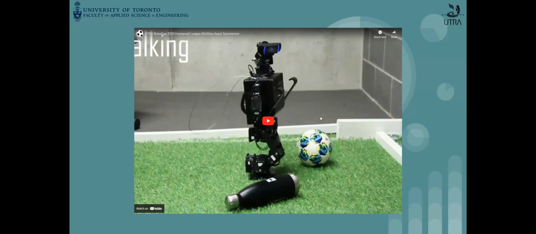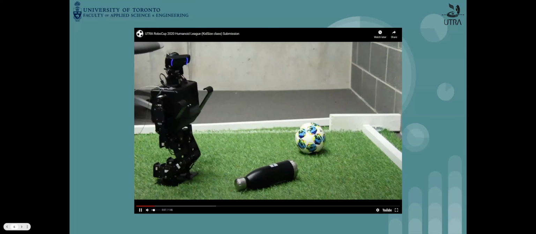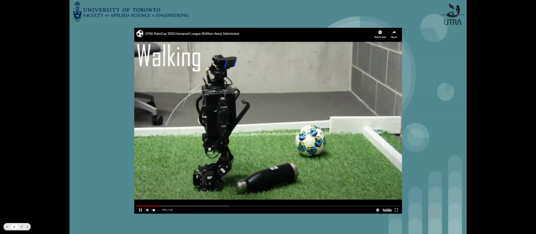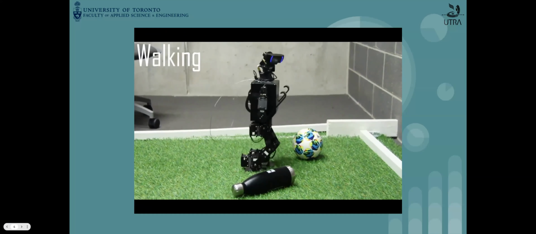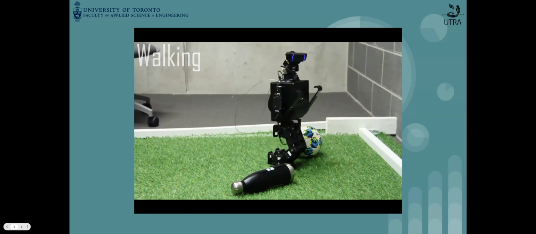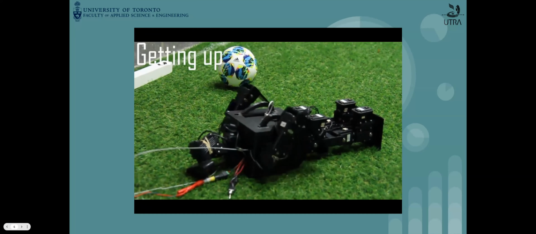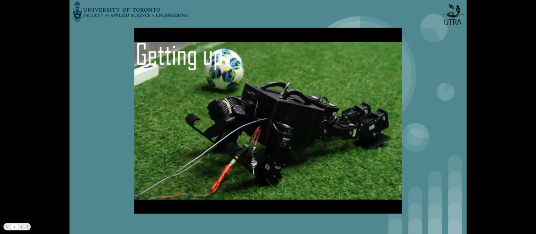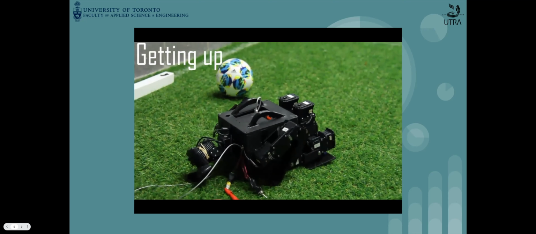Next one. This is just a video of our current robot, Bez. I think we showed part of it in the general kickoff. This just shows the robot walking, the walking behavior. As you can see, it's trying to balance itself so it doesn't fall over. And this is the get up. I think Jonathan already showed it in the simulations. This is how it looks in real life.